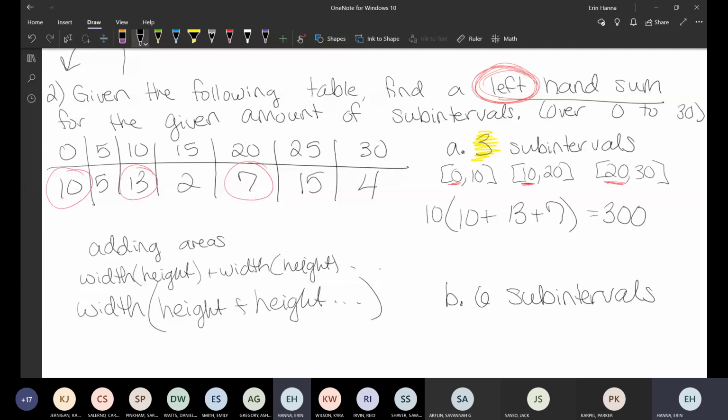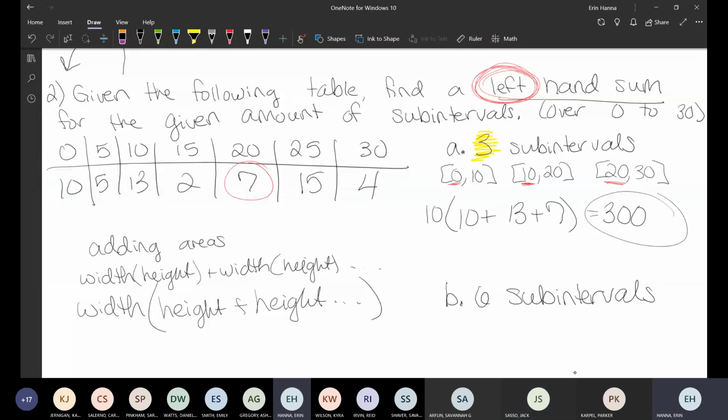Any more questions on that one before we do 6 subintervals? Okay. Is the answer right there simply 300? Yep. Cool.